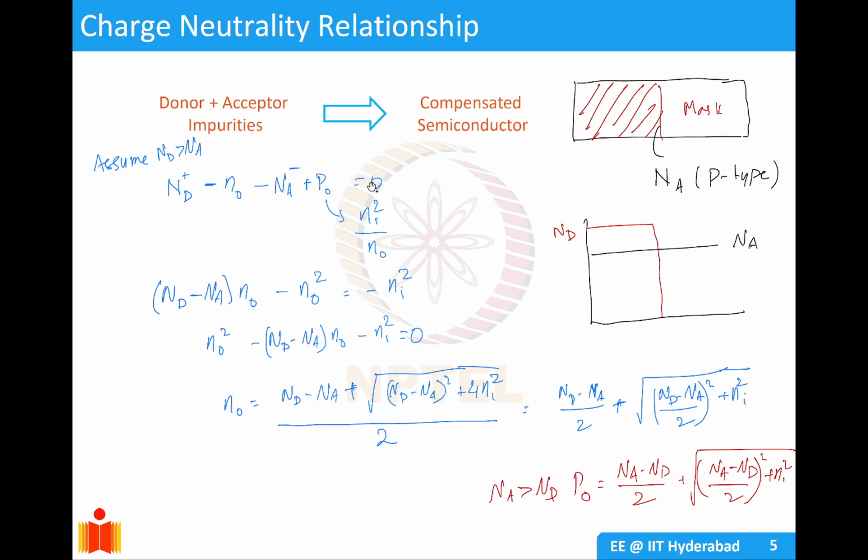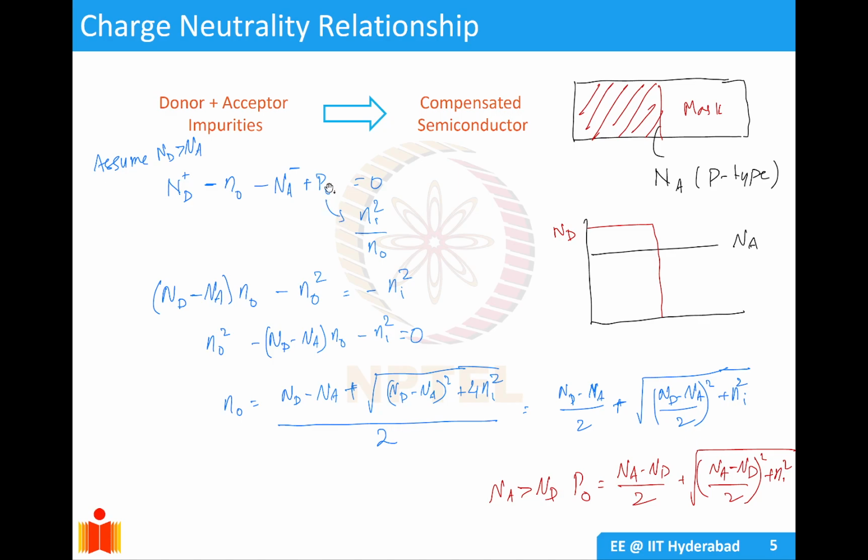equals 0. This equation assumes that Nd is greater than Na. If Na is greater than Nd, then you will have Na minus p0 minus Nd plus n0 equals 0. It does not really matter, since it equals 0 the sign does not matter much. It basically means the total number of positive charges will equal the total number of negative charges.